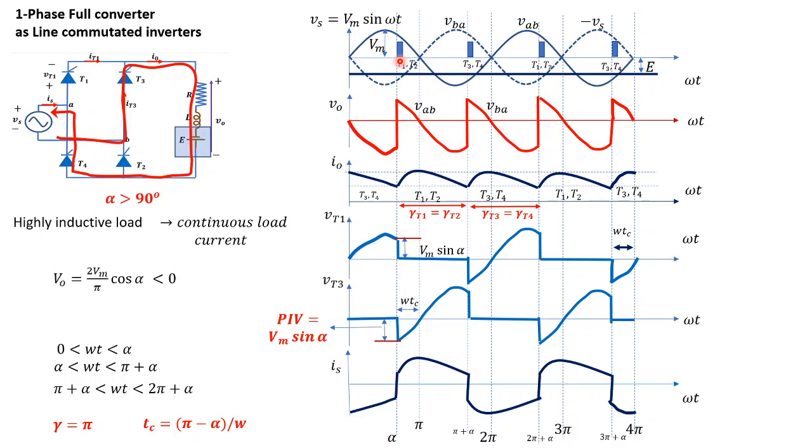Now if you find out the average value of voltage, you can see the load voltage would be positive for only a certain period, and it is negative otherwise. In fact, the voltage is more negative than positive. If you find out the area under this curve, you would get a negative value.